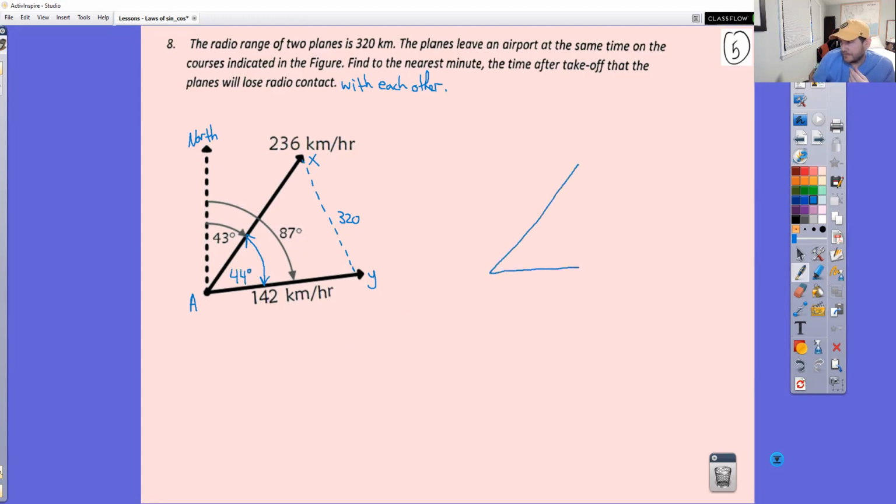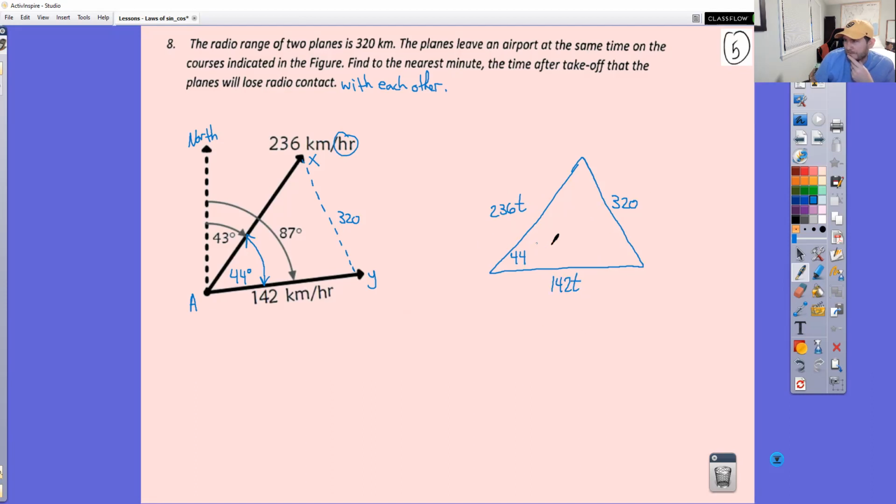So far, if we're sort of redrawing this triangle, we know that we're looking for when this side becomes 320. We know that this is a 44-degree angle. What we don't actually know is the length of this side, because we don't know how much time will go by before this side grows to a distance of 320. But that's fine, because we're solving for time, and if time is in hours, then won't this side be modeled by 236 times time? Rate times time equals distance, right? So the length of this side would be the speed of the plane times the amount of time that's gone by. Same thing down here. It'd be 142 times time.